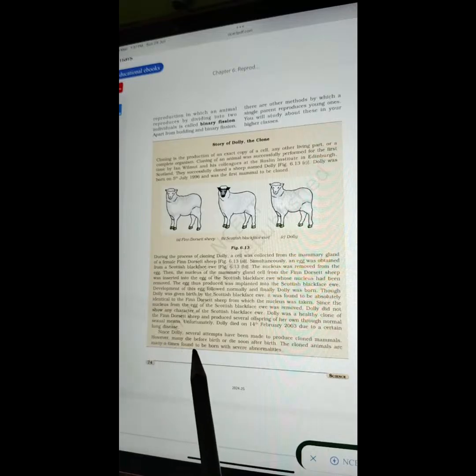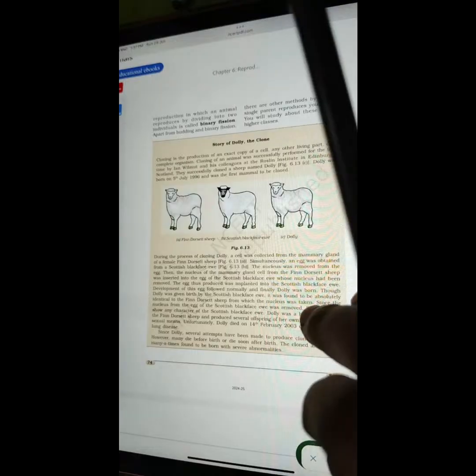Since Dolly, several attempts have been made to produce cloned animals. However, many die before birth or die soon after birth. The cloned animals are many a time found to be born with several severe abnormalities.